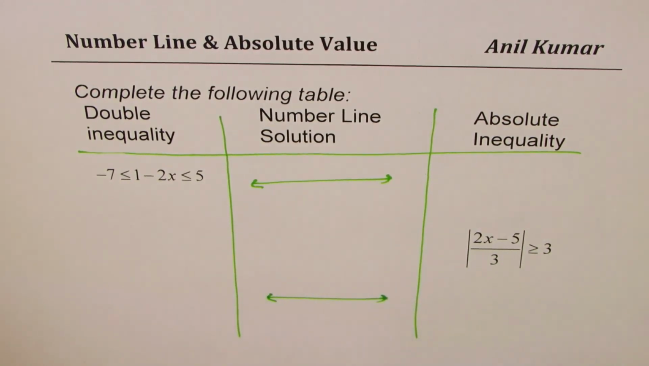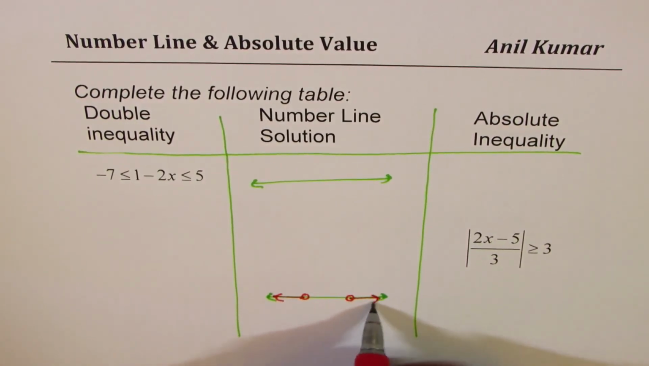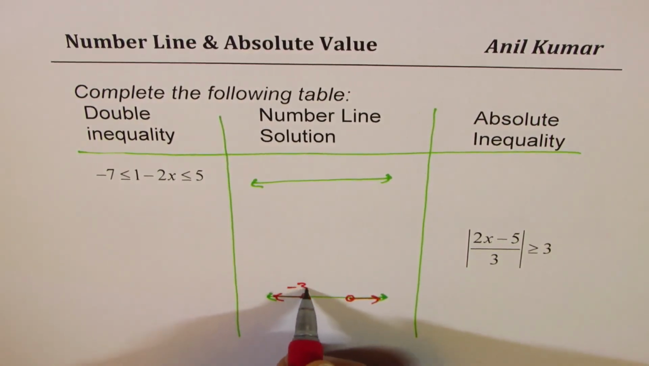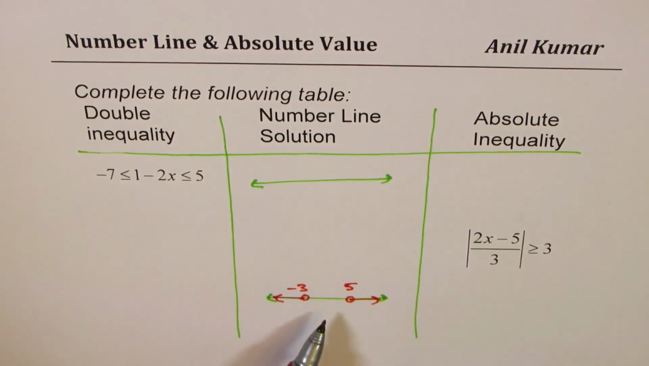For the last case, I have given you the absolute inequality. You have to give number line and double inequality. Second case. And for the last case, I'll give you a number line, let's say. And on a number line, let me give you a solution. The solution is kind of like this, where these values are minus 3 and let's say 5. So you have to provide an absolute inequality and a double inequality to represent this solution. Does it make sense to you?